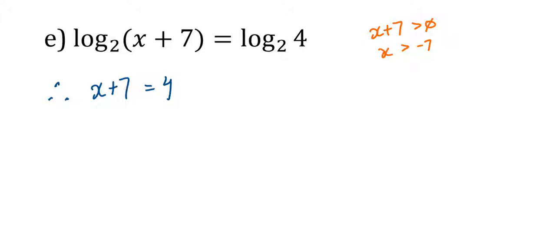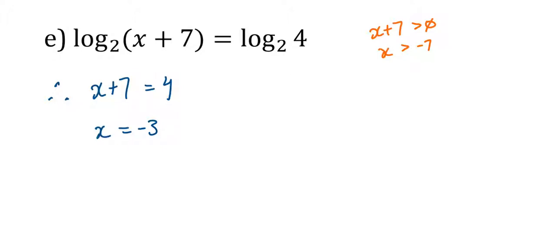If they have the same base and there's a single log, you can't have a bunch of logs on this side, like this plus this or something, right? Yes, you would have to do that first though. But you're right, which we're going to see next. But I can just say that the arguments are equal, just like the same property with exponents.